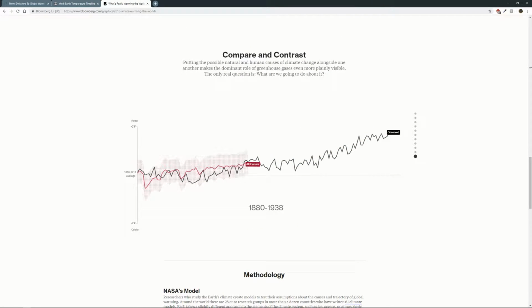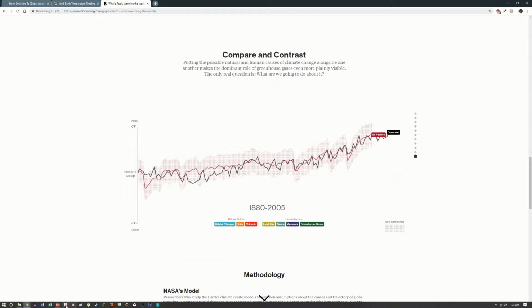So let's compare and contrast. Let's put everything together. Both natural and human causes of climate change alongside one another makes the dominant role of the greenhouse gases even more plainly visible. So the only real question is, what are we going to do about it? So this brings us then back to my lecture.